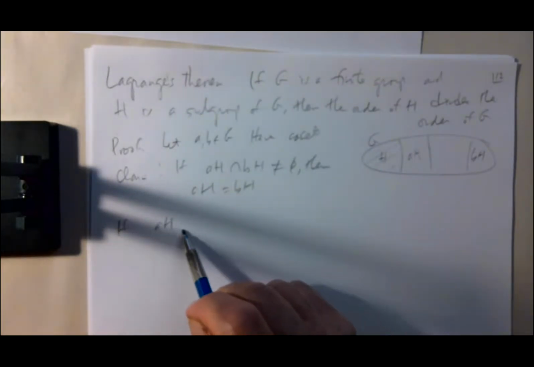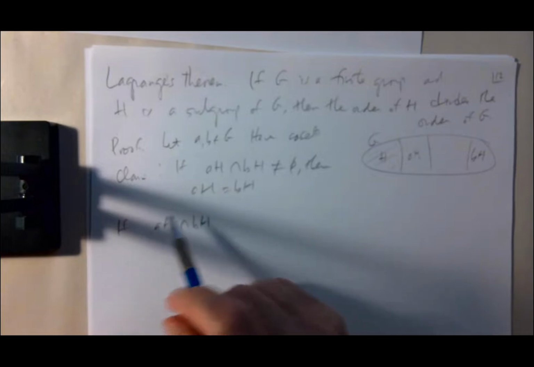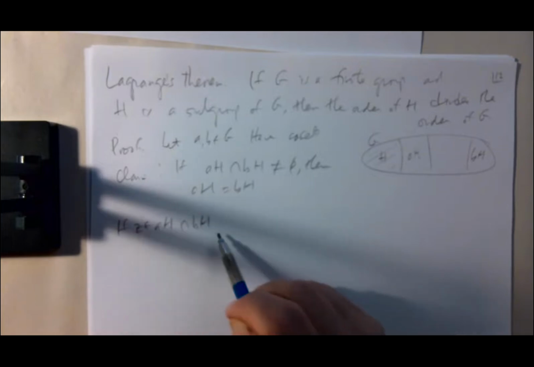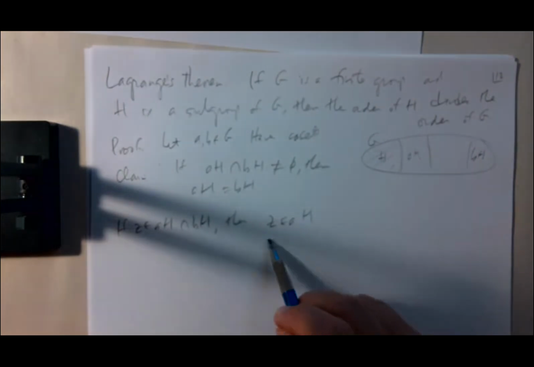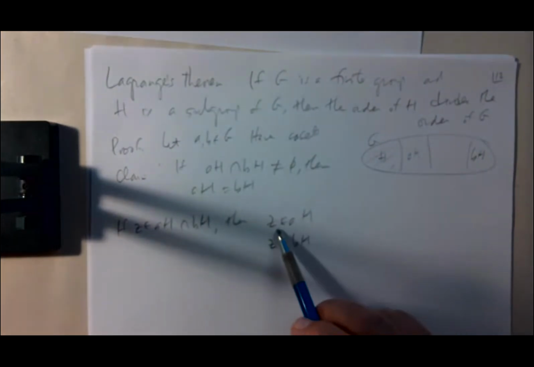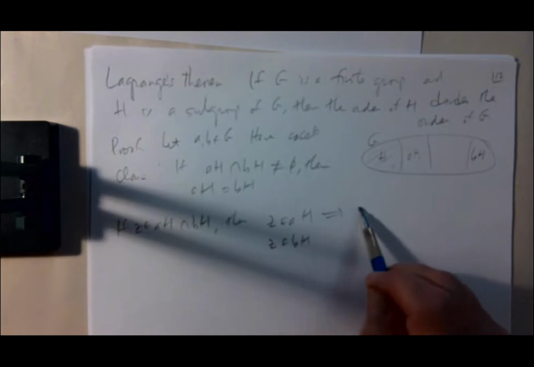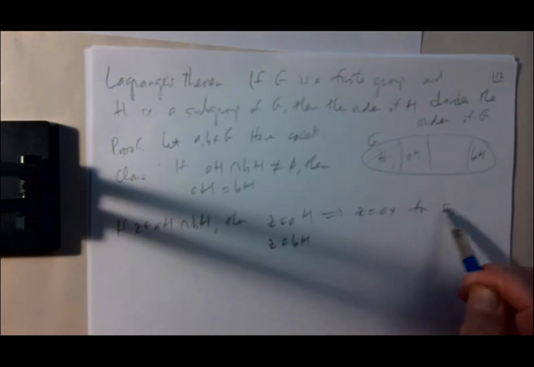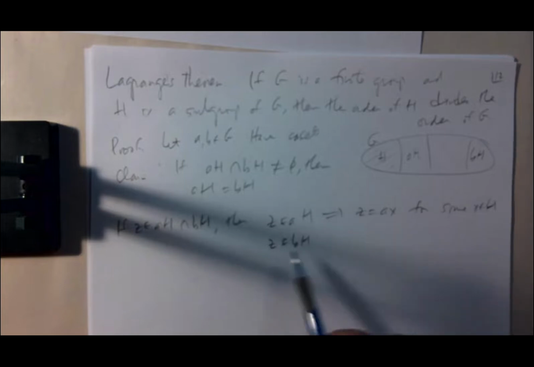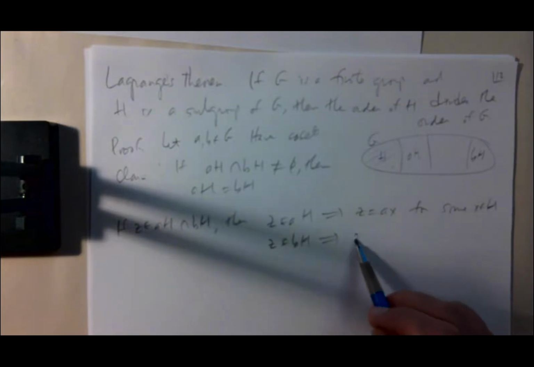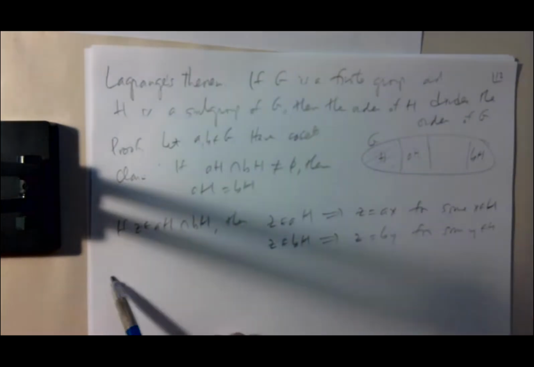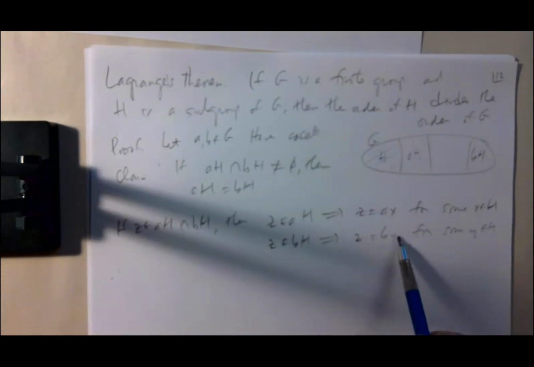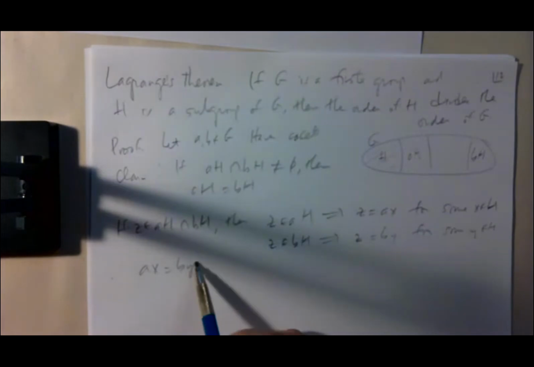So if AH intersect BH contains some element Z, then Z is in both of those sets. Z is in AH and Z is also in BH. But to say Z is in AH means Z equals AX for some X in H. And to say that Z is in BH means Z is equal to BY for some Y in H. So AX equals Z, BY equals Z, AX equals BY.